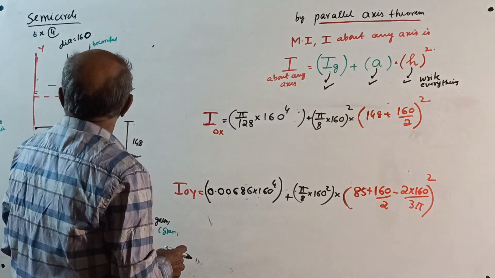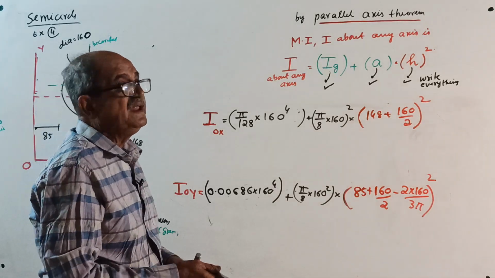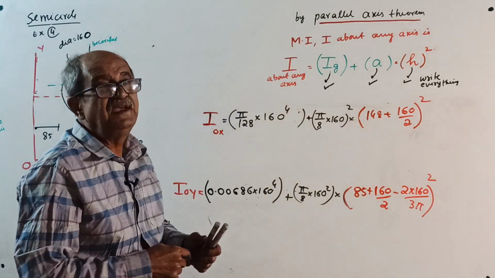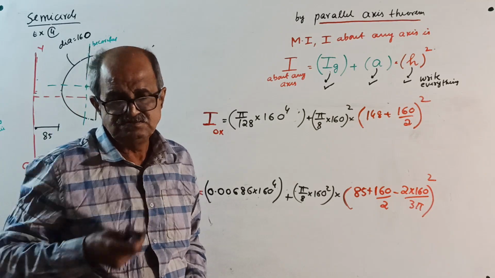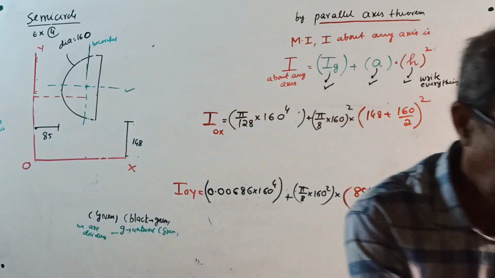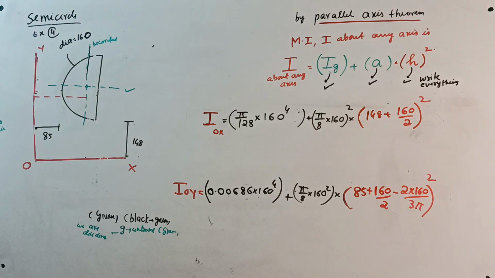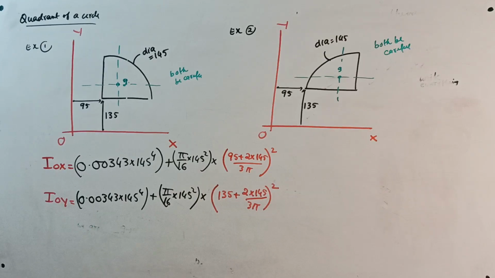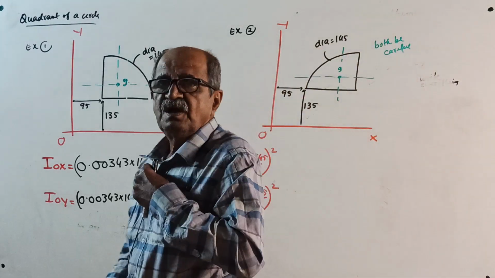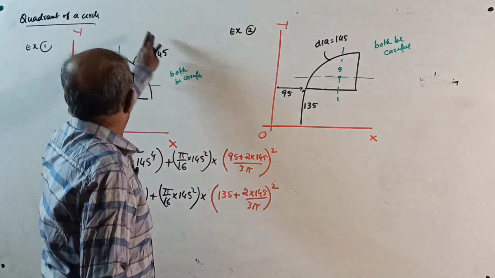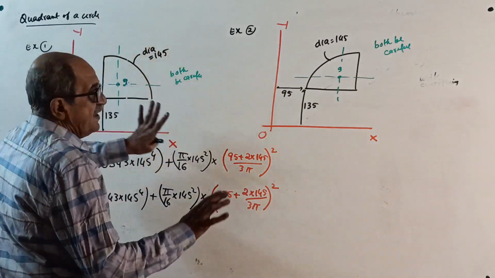Now lastly, quadrant of a circle. I will do one thing now. I will write 4 sketches in a single page and explain. Come to the closing part. Quadrant of a circle, 4 examples.